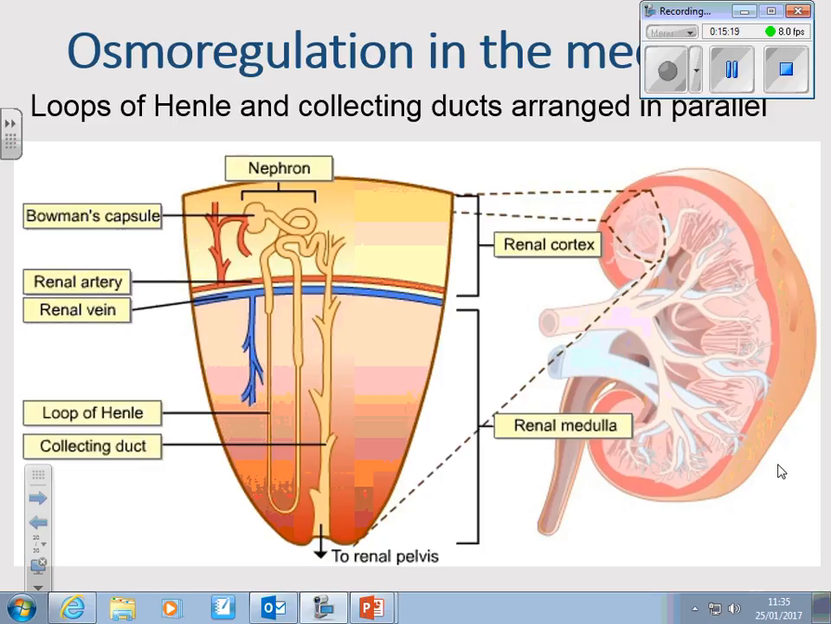So the cortex around the outside is going to be the Bowman's capsule and the convoluted tubules, and then the medulla is mostly collecting ducts and loops of Henle. Not entirely, there are some that appear in different places.